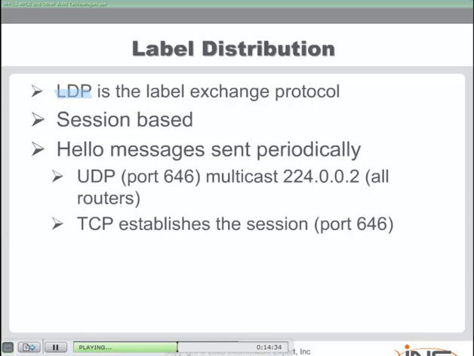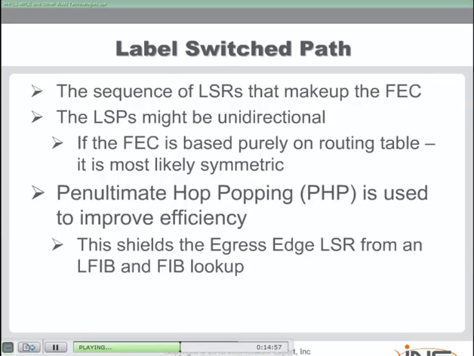It's a session-based UDP technology that allows for the exchange of labels. UDP and multicast are used initially to set up the peerings, and then transmission control protocol makes sure there is a reliable transmission of this important label information.